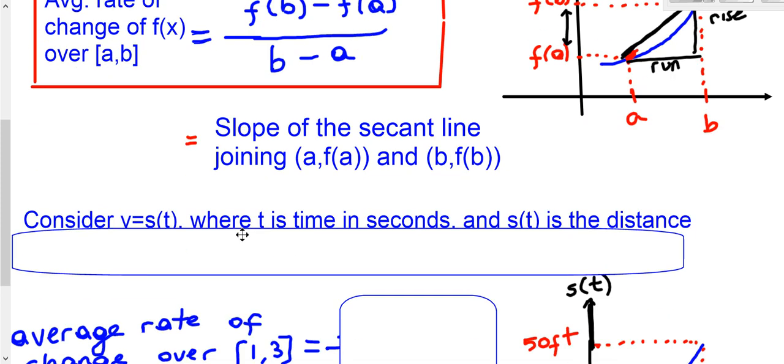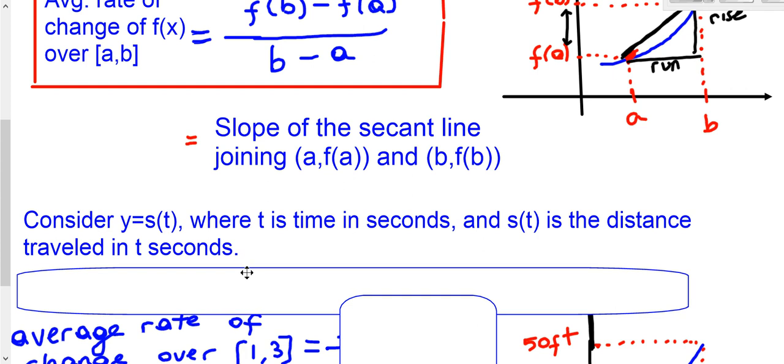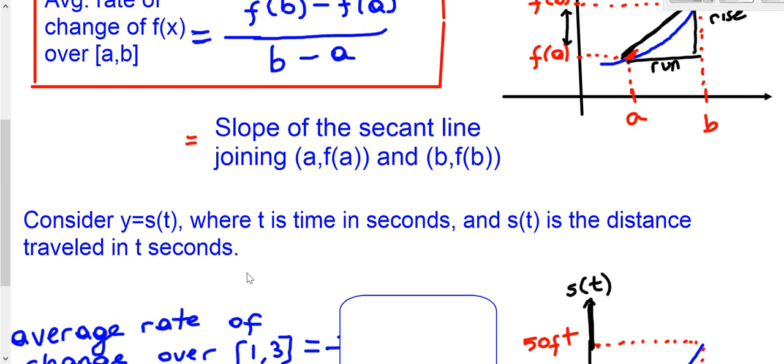All right, so now we want to look at a specific situation where we want to attach some meaning to the function f of x, not just some abstract function. It will make more sense, I think, if we look at it in context, such as the distance function. y is our distance function, where t is time, s is distance traveled, and let's just say s is in feet.